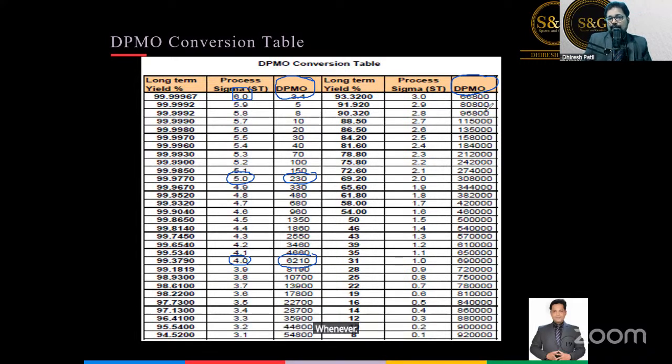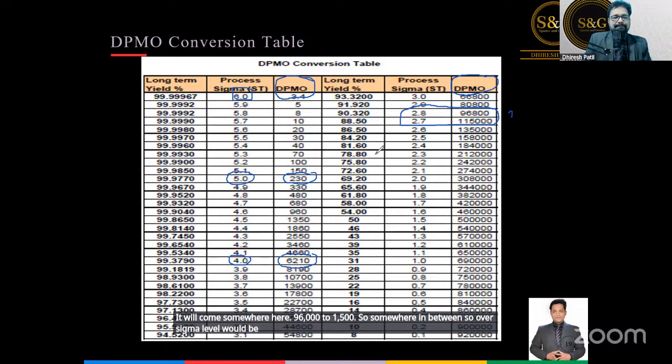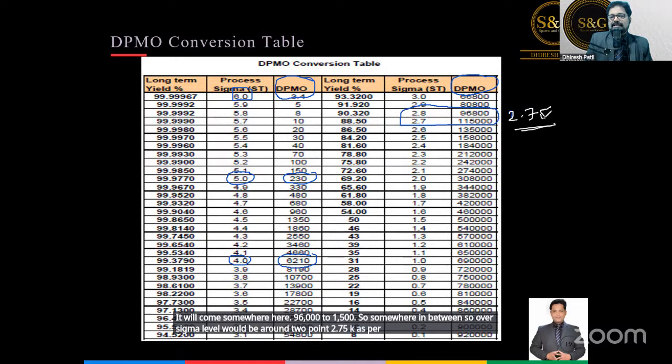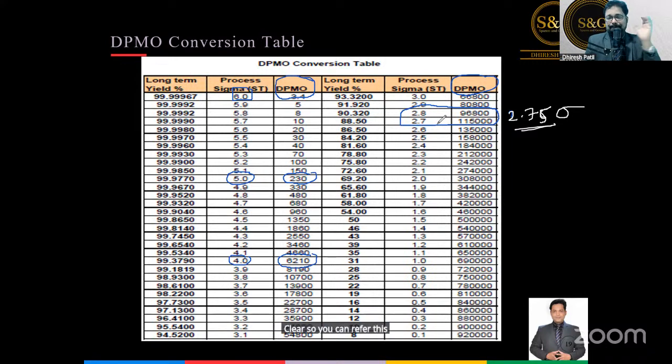whenever we have 1 lakh DPMO, it will come somewhere here. 96,000 to 1 lakh 15. So somewhere in between. So our sigma level would be around 2.75. That means my current process sigma is 2.75 sigma process. Clear? So you can refer this DPMO table easily.